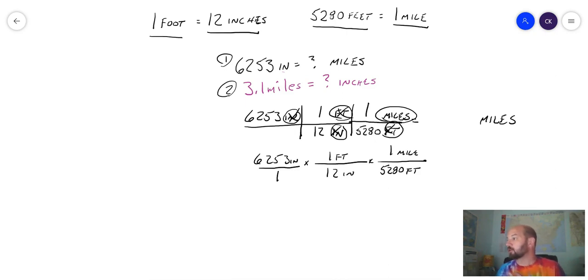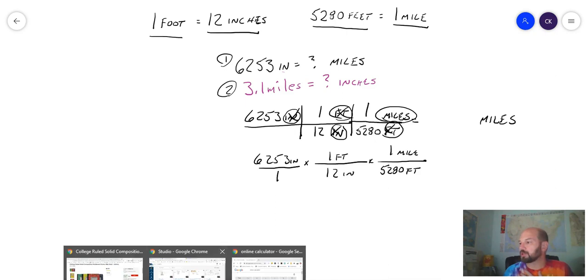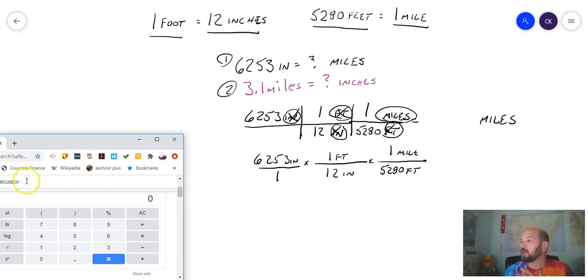So now what you do is you get your calculator, and what I recommend you do is just kind of multiply all your numerators across and then divide it by all the denominators. So I have a little online calculator here, so let's do this together. We have 6, 2, 5, 3 times 1 times 1. So that's obviously 6,253. And now I'm going to divide that by 12. And I can hit enter and then divide that again by 5,280.